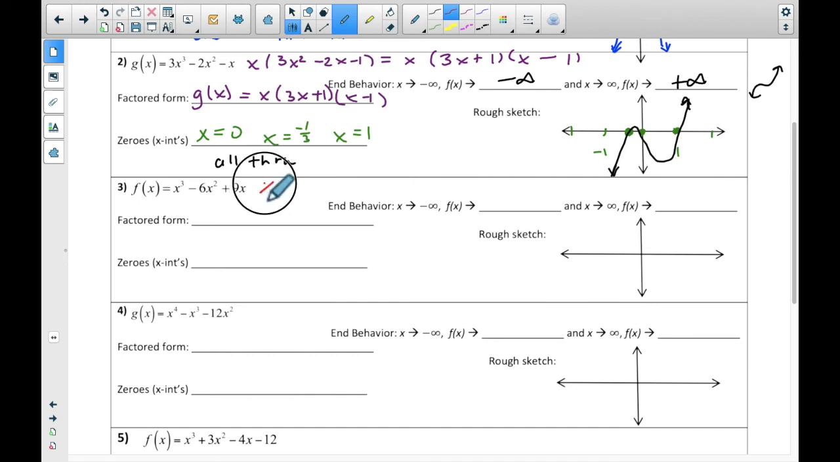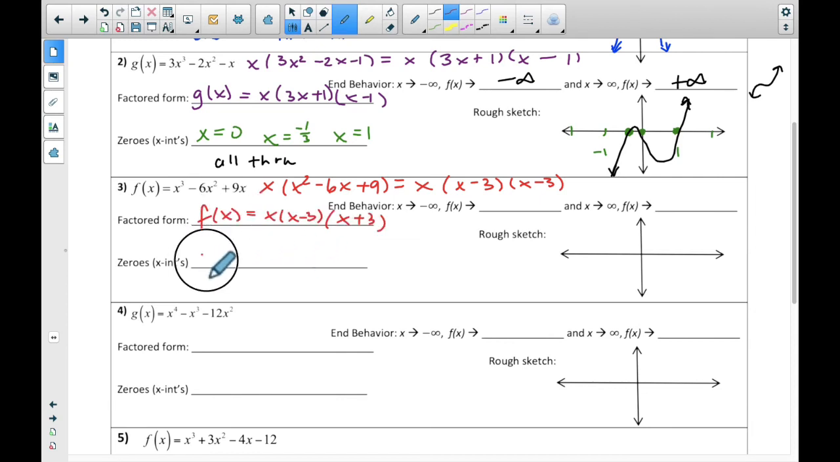Again, we need to factor. We have a GCF of x. This is a perfect square trinomial. I recognize that because we studied that in the quadratic unit. That means x minus 3 times x minus 3. So that's my factored form.